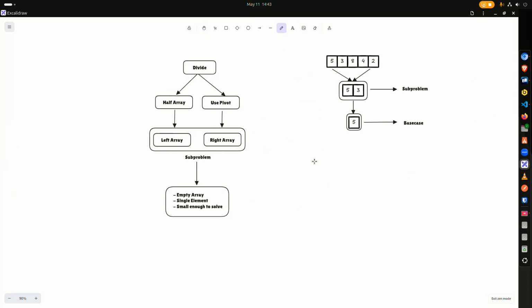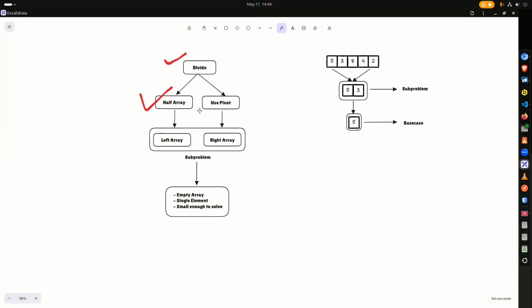Let's say there are three steps we know in divide and conquer. In divide, you can use two ways. The divide step can be used in two ways, right? You can either divide the array in half, and once you divide the array in half, you get a left array and a right array. This we saw in merge sort.